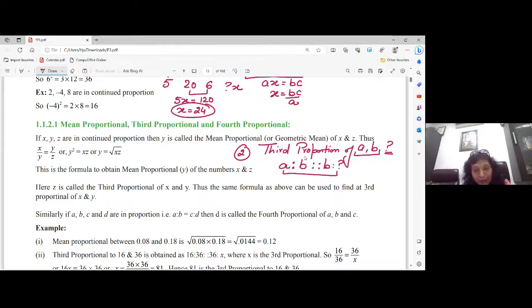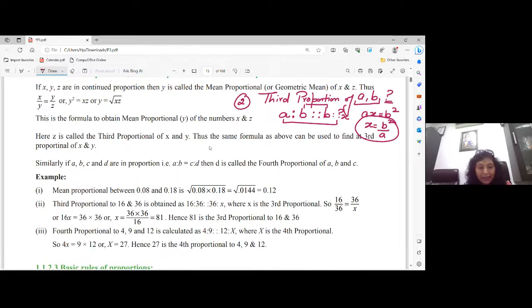So again, product of extremes is equal to product of means. So this is equal to AX is equal to B square. So X is equal to B square upon A. So this is the third proportion of A and B.